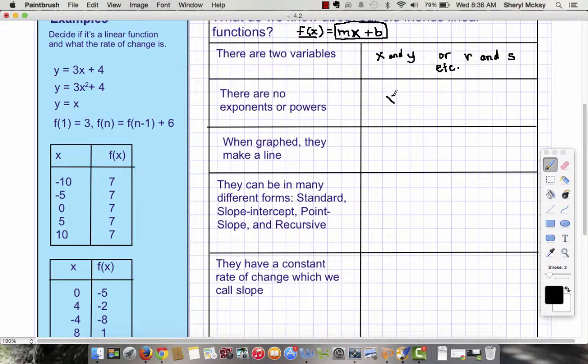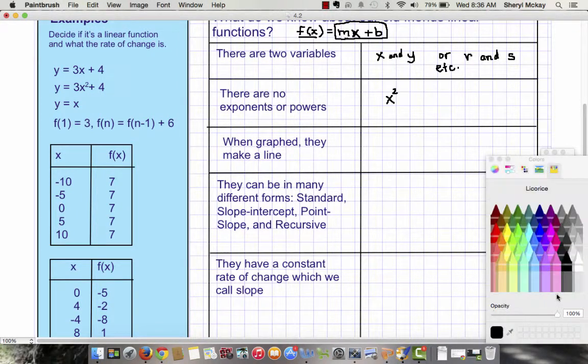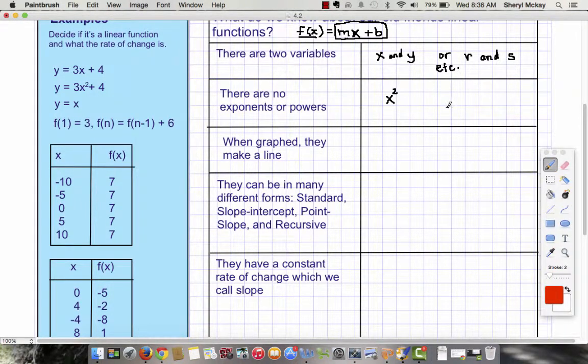So you're never going to see this. Never, ever, ever are you going to see that in a linear function. You're not going to see a power. Okay, so we're going to draw a little circle around this and say no, okay? No exponents, no powers, all right?